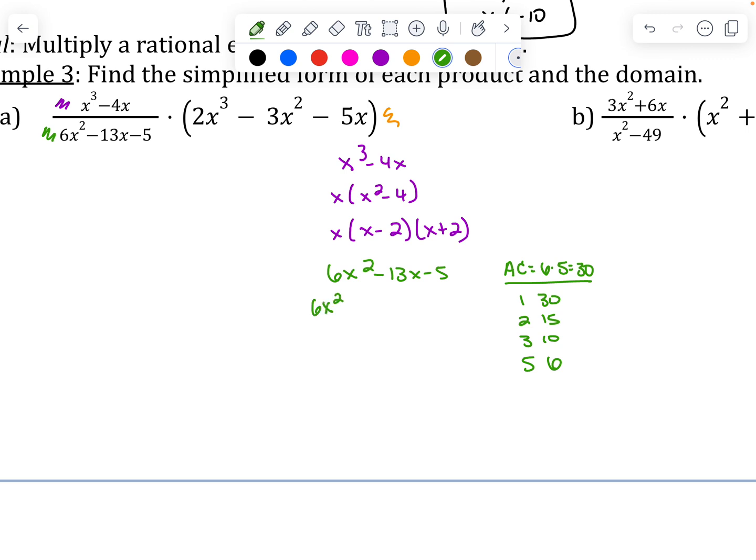So 6x squared plus 2x minus 15x minus 5. And then you're group factoring that. So we have 2x, 3x plus 1, minus 5, 3x plus 1.